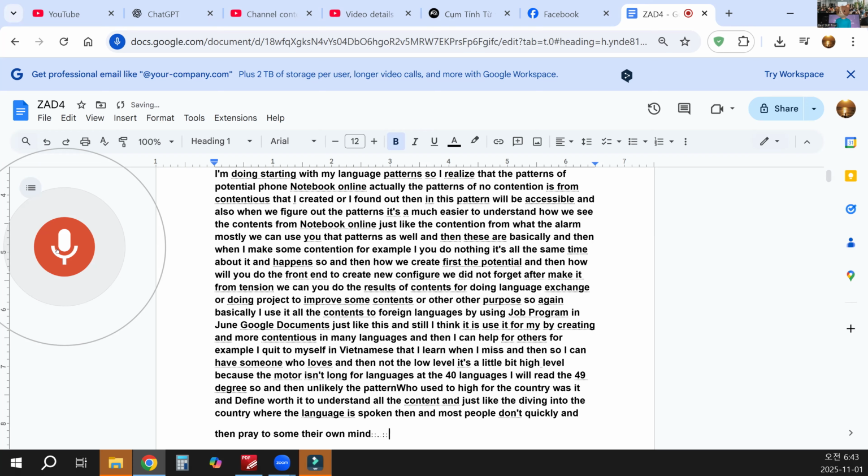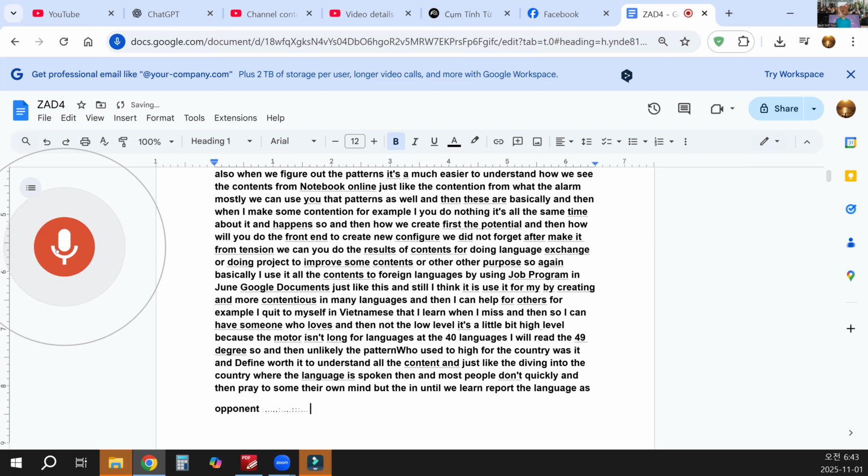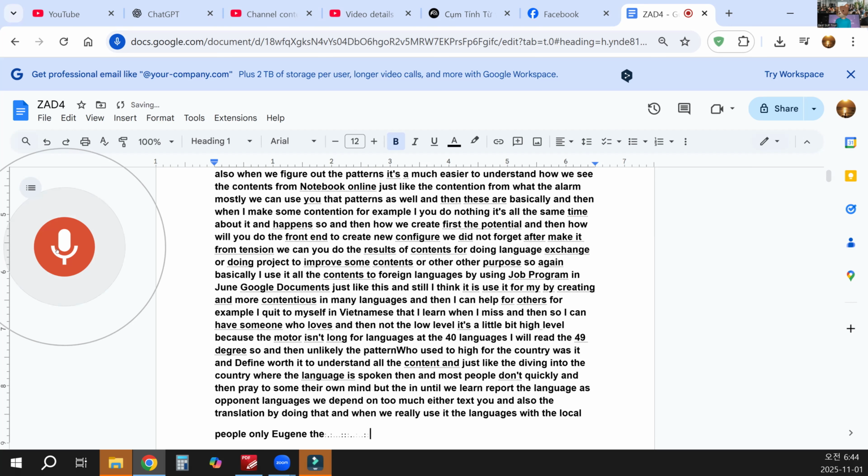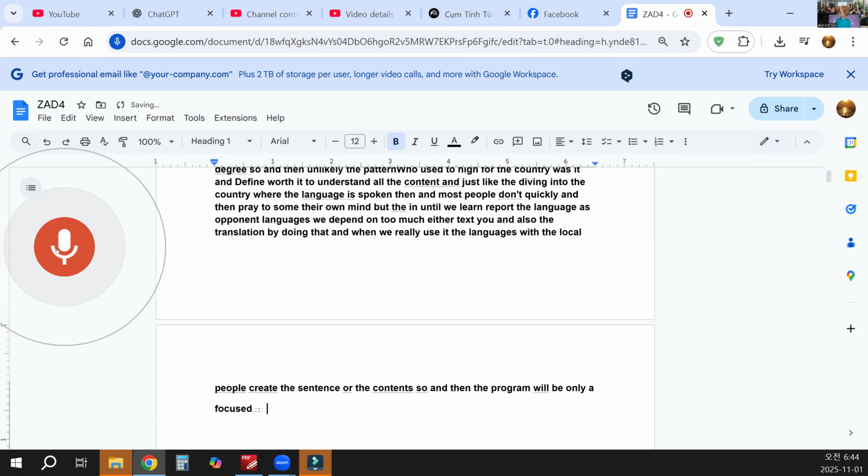But if we learn the language as a foreign language, we depend too much on the text and also the translation, interpreting. And when we really use the language with the local people, using only the language, we cannot create the sentence or the content. So the program will be focused only on creation by the learners or teachers who make this.